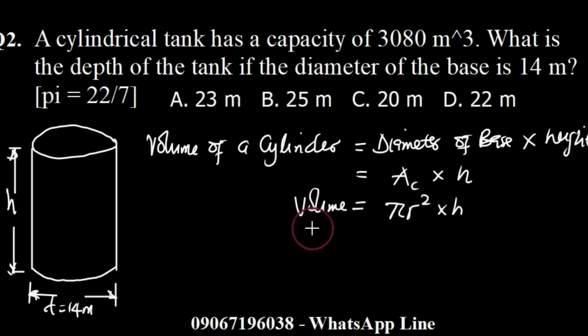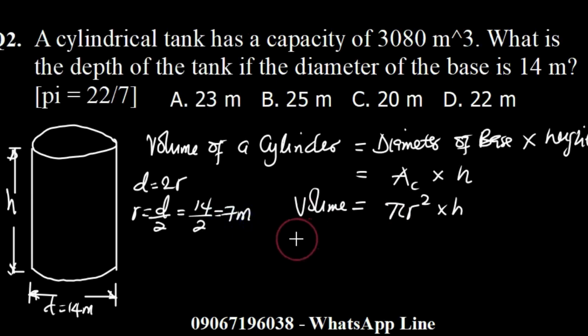So in this case, the volume is given now, but take note also that the radius is given instead of the height. So the radius of the base circle is given. Remember, if diameter is equal to 14, take note that diameter is equal to 2 times radius. So radius is going to be diameter divided by 2. Now the diameter is given as 14, so 14 divided by 2 is 7 meters.